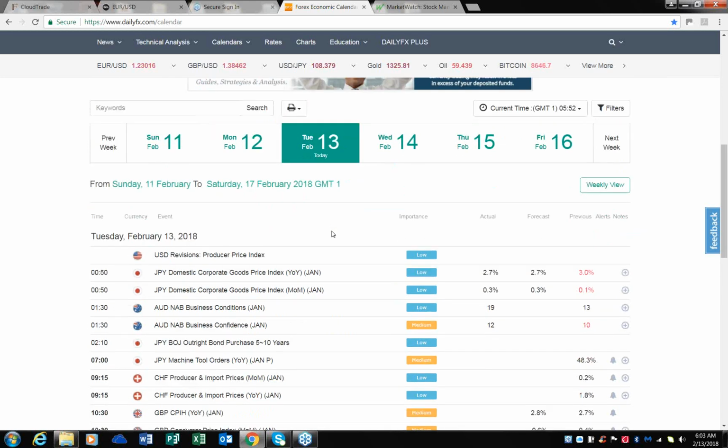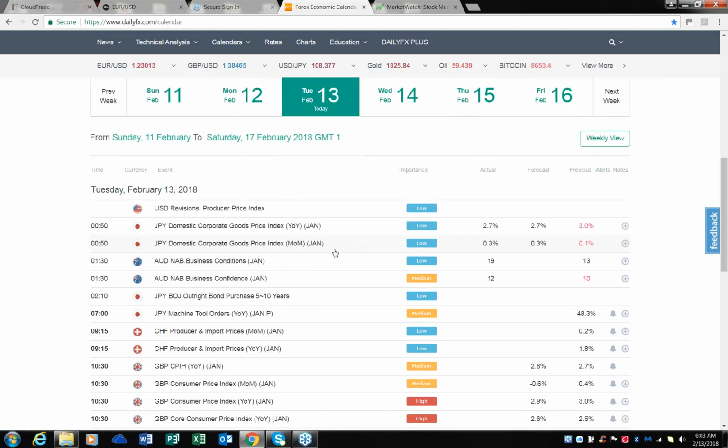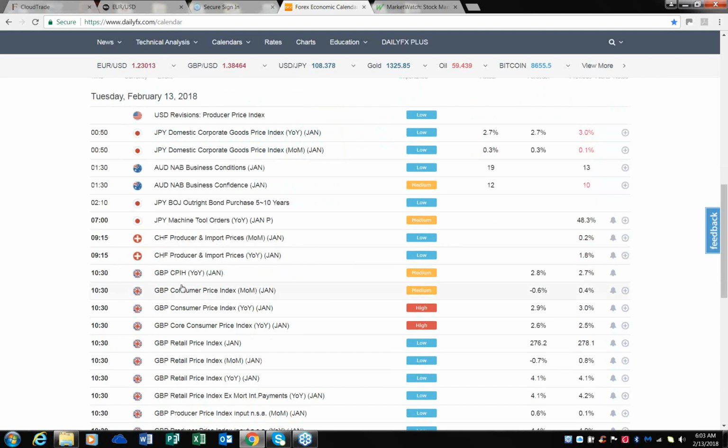We're looking for reports of high importance and medium importance that could affect the euro or the US dollar. So let's have a look. So we can see straight away at 10:30 this morning we have the UK Consumer Price Index. That's a report out of the UK. Of course, the Consumer Price Index report is a report of extremely high importance. And the UK being the financial capital of the world, that could have an impact on other markets.